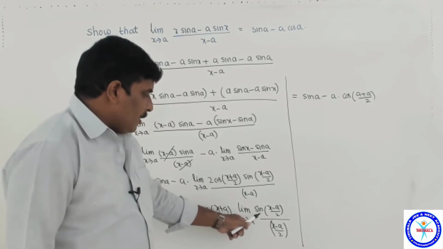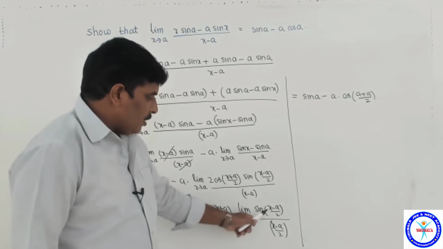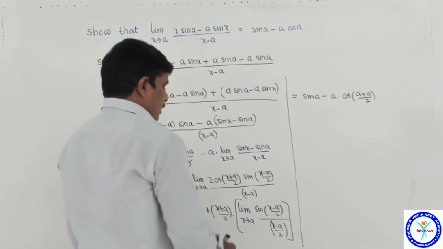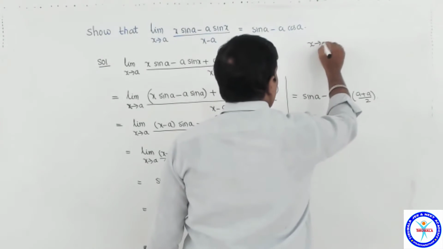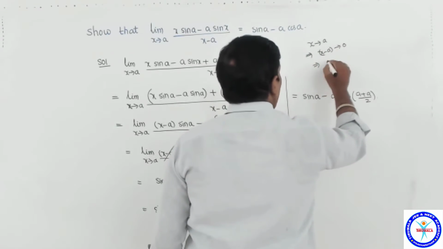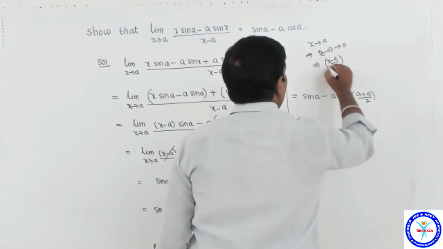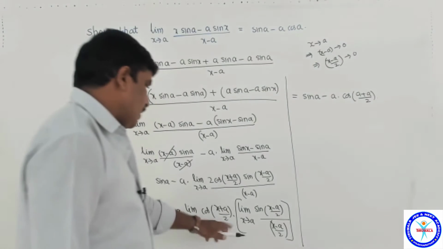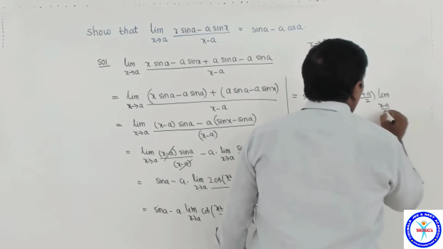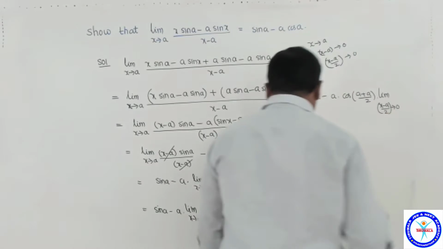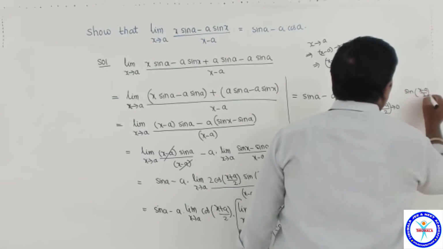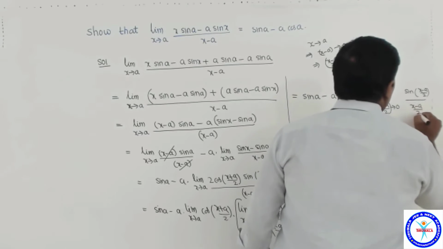into, it is in the form of limit x tends to 0, sin x by x. This value is 1. Why? Because as x tends to a, x minus a tends to 0. This implies (x minus a)/2 tends to 0. That's why this is into limit of (x minus a)/2 tends to 0, sin of (x minus a)/2 divided by (x minus a)/2.